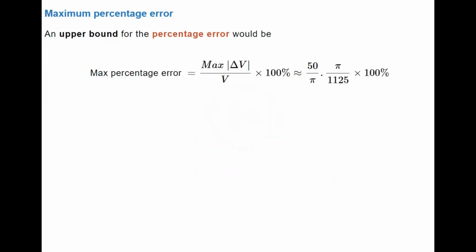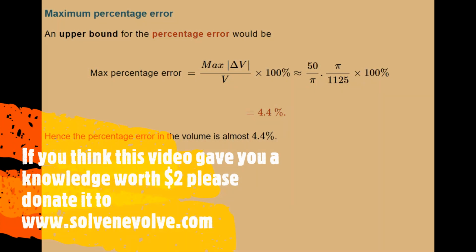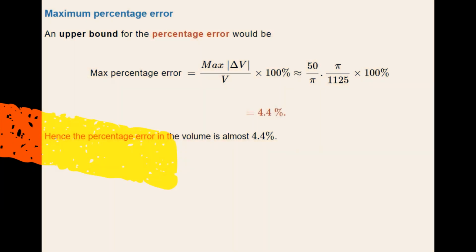And the last thing remaining is to find that particular upper bound on the percentage error that we have found. And that is simple high school mathematics, that you take the maximum value of the error in volume divided by the actual volume and times it by 100. And that turns out to be 4.4%, which means that the total percentage error in the volume after the changes occurred in the radius of the base and the height of the cylinder is 4.4%, and that completes the question.